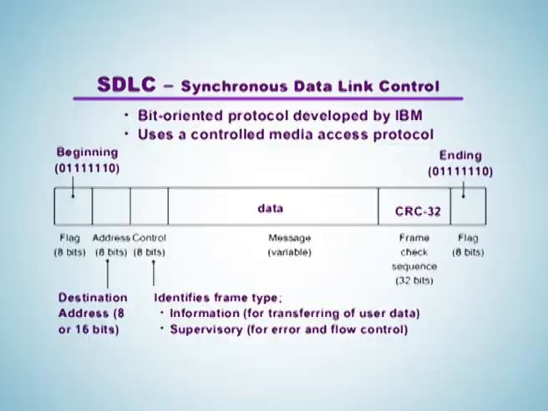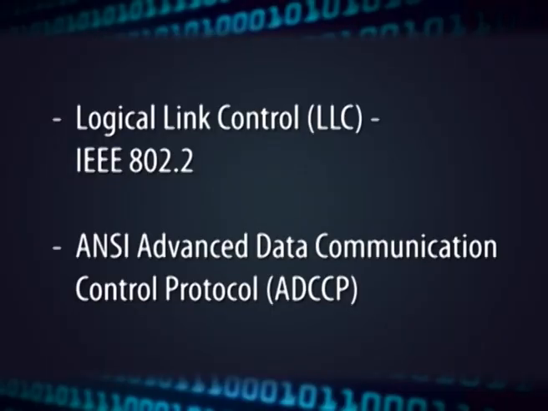It specifies that a node must continue transmitting a sequence of 1 bits on an idle line. Data to be transmitted on an idle line is prefixed with a special bit sequence 0111 1110, called a flag. Other examples of bit oriented protocols are logical link control, LLC, which is used in IEEE 802.2, and ANSI Advanced Data Communication Control Protocol, ADCCP.